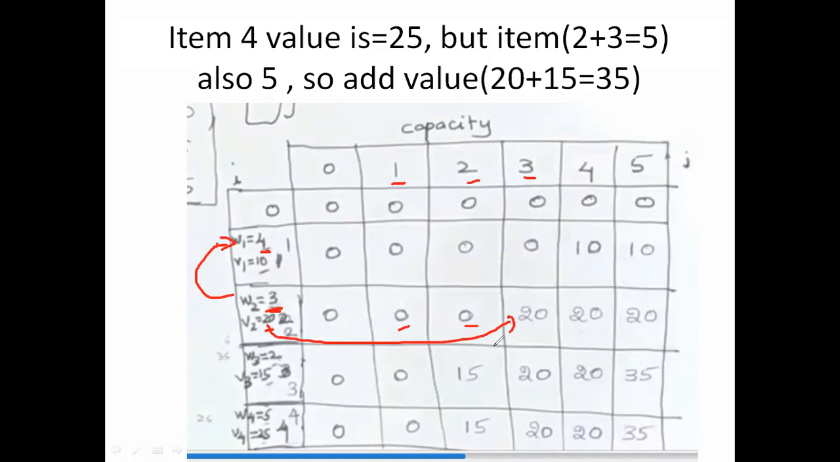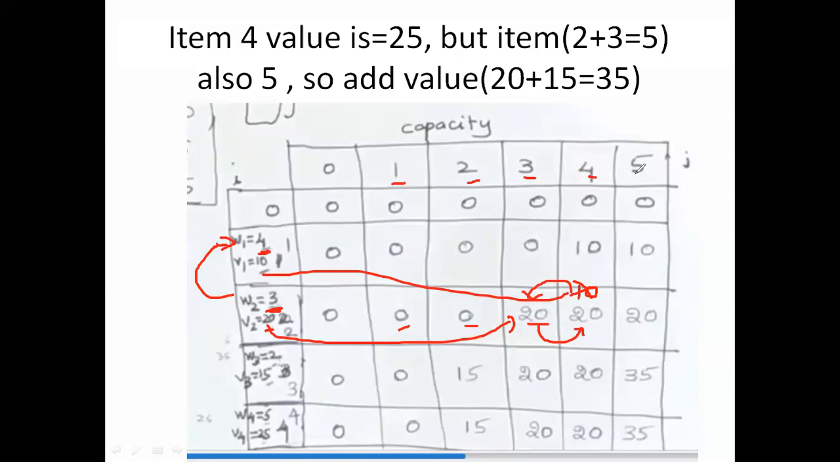20 is filled here. For 4 kg capacity, 4 kg is possible. The value is 10, so we cannot write 10 here, because compared to the previous row value, it is the maximum we keep, not the minimum. Compared to 20, 10 is minimum, so you don't write 10. The same value you must write here, that is 20.